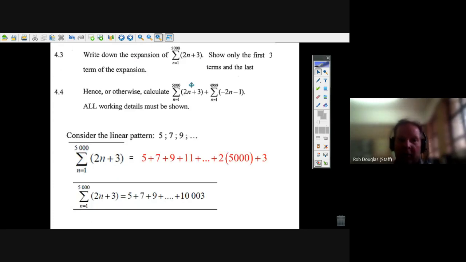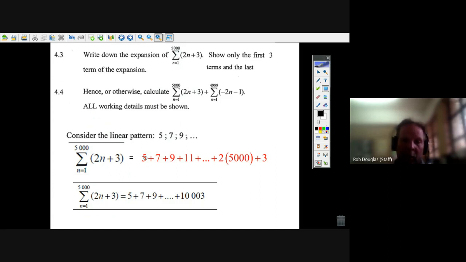Let's try the next question. The next question says, okay, write down the expansion of the sum of 2n plus 3. And by the way, 2n plus 3, if we put in 1, we get 5. If we put in 2, we get 7. That is our linear pattern. But this summation means we start at 1 and we keep on going until we put the number 5,000 in.